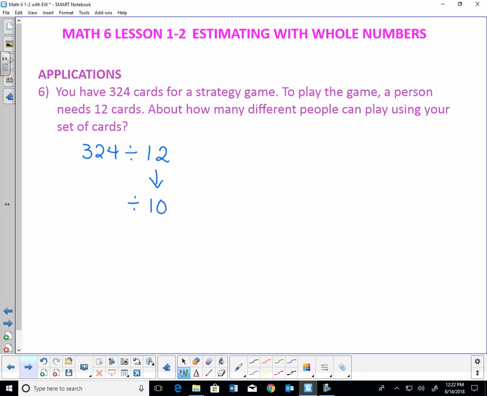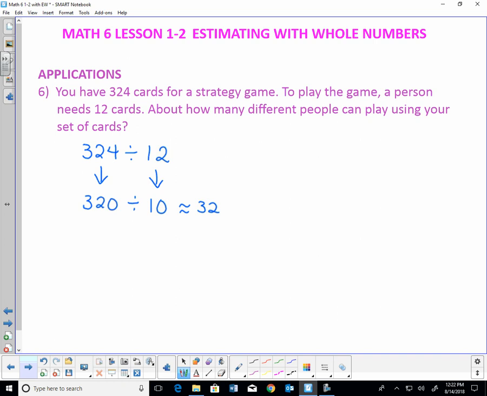324. Okay? I could round that down to 320 or 300. So I'm looking at this going, I could do 320, I could do 300. I'm going to go down to 320 because 320 is closer than 324. So now I'm going to take 320 and divide it by 10, and that's approximately 32. So approximately 32 people can play my game.